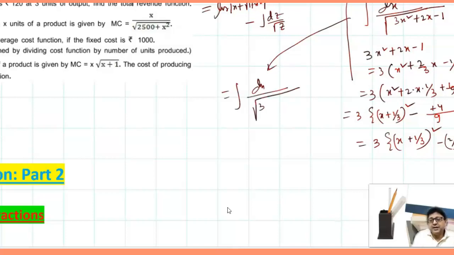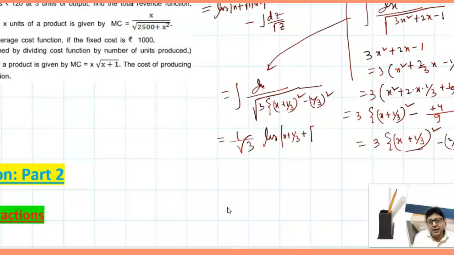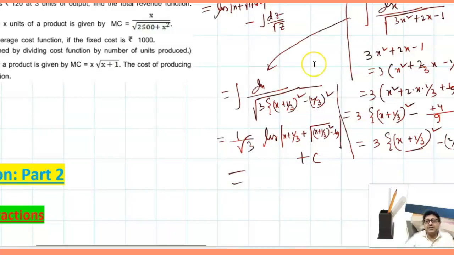You can easily use this form dx by under root x square plus a square. And no coefficient of x is there, we will treat this one as x only. 3 into x plus 1 by 3 whole square minus 2 by 3 whole square. So 1 by root 3 is outside. This is x square minus a square form. It will be log of x, means x plus this, plus under root x plus 1/3 whole square minus 1 by. You can simplify. You don't simplify, then also it's okay. So this way you can get the sums which are based on formula and standard integral. Okay.